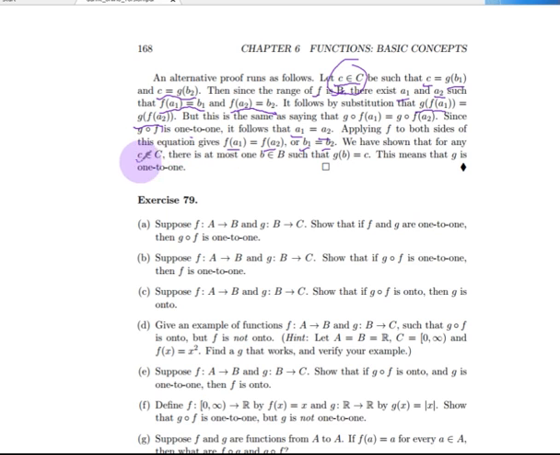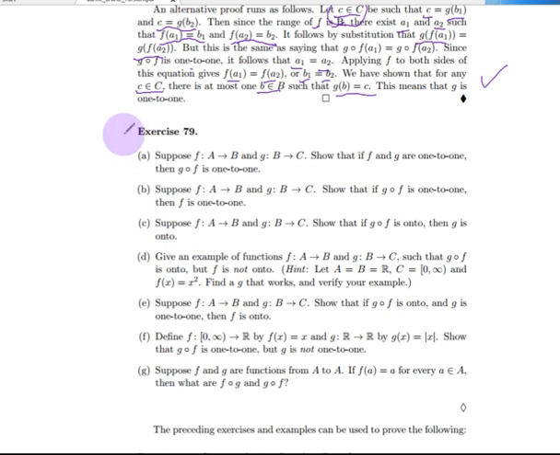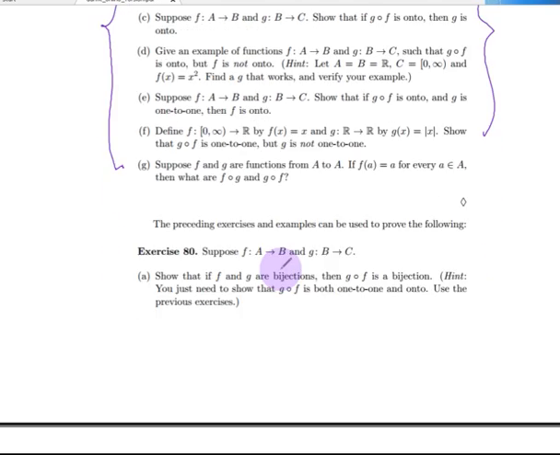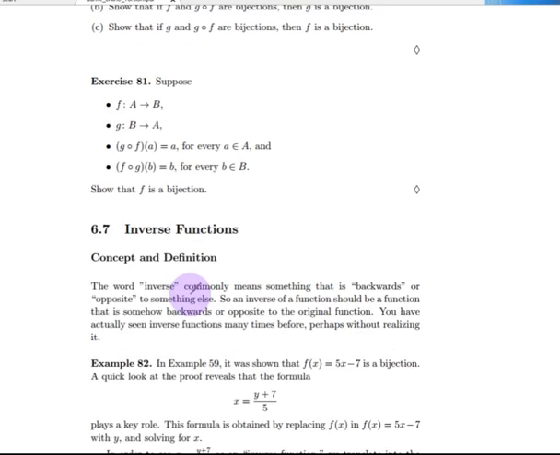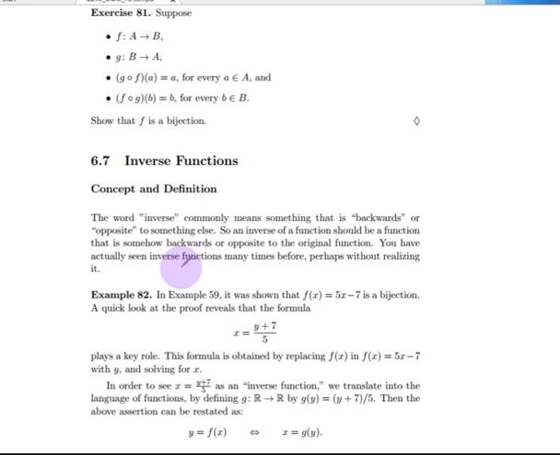And we've shown that for any C in big C, there's at most one little b in B such that G of B is equal to C. That means G is 1-to-1. So whenever you have a 1-to-1 proof, you can usually prove it two ways. Now I know that these exercises will be challenging, but it's very good practice, and I hope that you really get a thorough understanding of how to prove things with functions. Similarly with this exercise. So several exercises here. Okay, so I'm going to stop here.